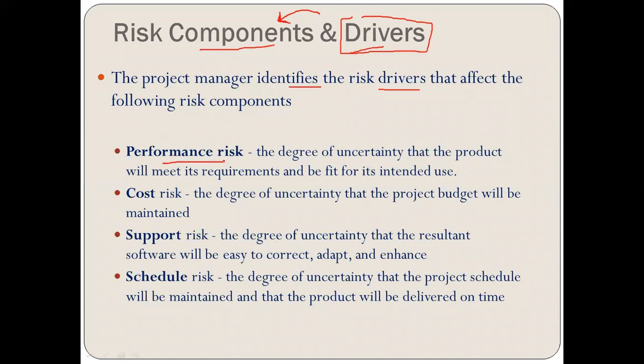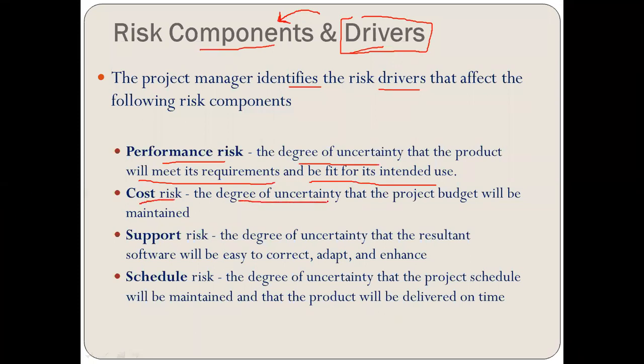So what are the components? We have performance risk. Performance risk means the degree of uncertainty that the product will meet its requirement and be fit for its intended use. This is the performance risk. That means the degree of uncertainty that the product will perform according to the requirements of the customer and with the intent it was built.